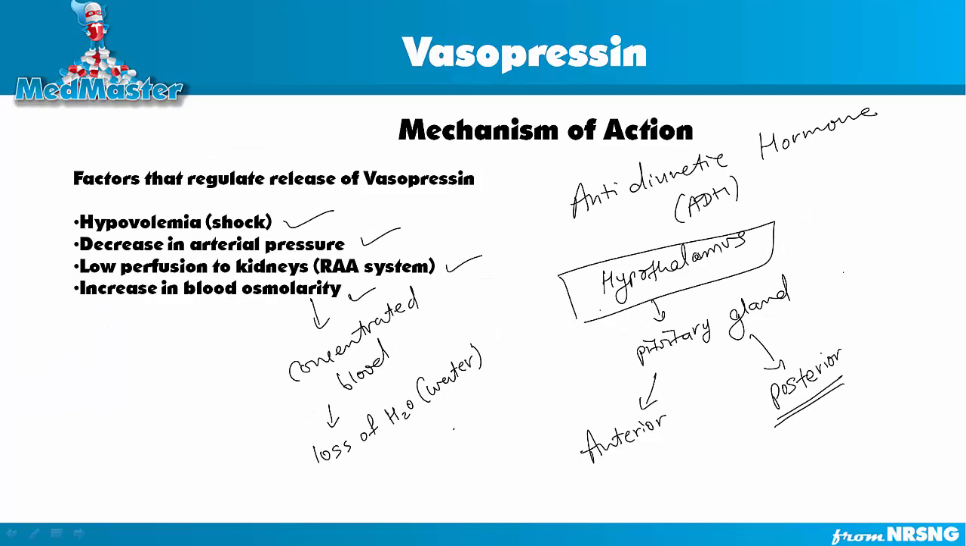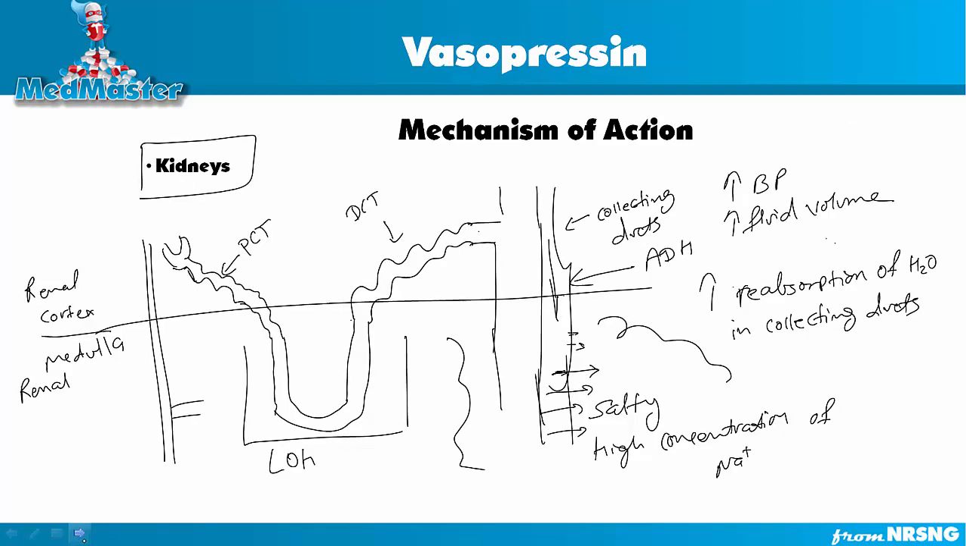So by increasing the fluid volume, it's going to take care of the hypovolemia, it's going to increase the arterial pressure, and it's going to increase perfusion to the kidney, because it's going to increase the blood pressure and fluid volume. The kidney is going to get more perfused. And so it's going to decrease blood osmolarity. That means the blood was concentrated, now more water is getting absorbed. It's going to dilute the blood and make it less concentrated. So that's how it works in the kidneys, and those are the effects that vasopressin has on our body through the kidney.